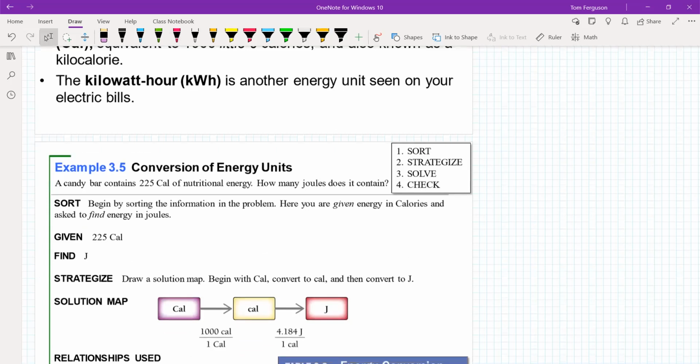More of an engineering unit of energy is a kilowatt hour. You'll see that all the time on the news when they're talking about the grid. The grid can provide so many kilowatt hours. Usually it's gigawatts, but it's still basically kilowatt hours. And that's what you pay for. Usually it's about 15 cents a kilowatt hour.